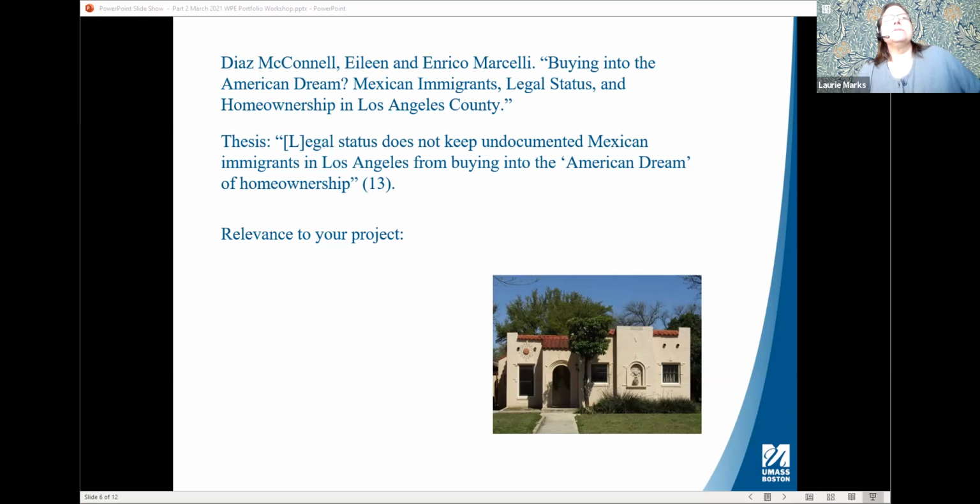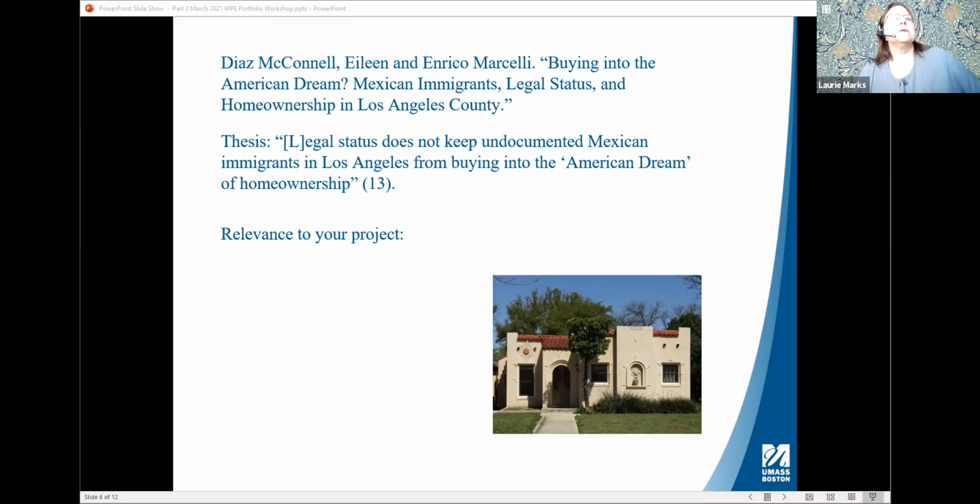I think their thesis is on page 13. This is actually near the end of their essay rather than at the beginning, but it is there. And I think this is it, where they say, legal status does not keep undocumented Mexican immigrants in Los Angeles from buying into the American dream of home ownership.